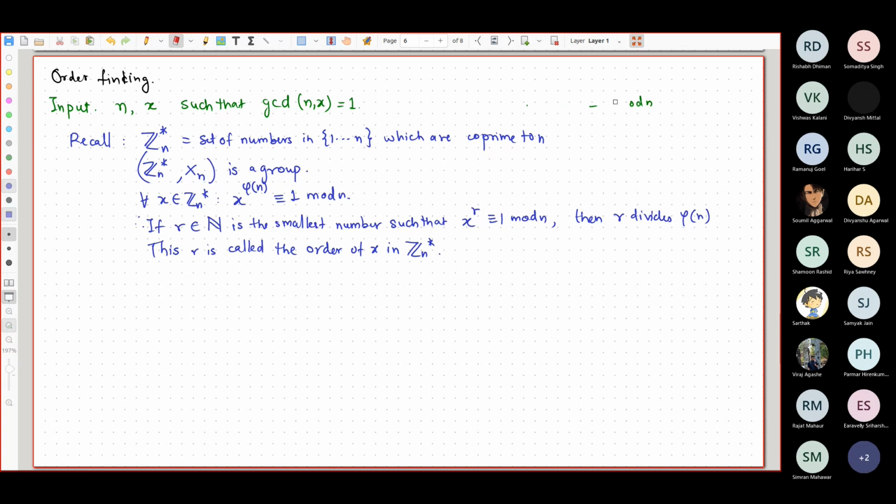So now the computational problem is the following: you are given n and x such that GCD of n and x is equal to 1, which means the order of x in Zn star is well defined, right? So we want as output r, the order of x in Zn star. Okay, so how would you do this, right? What is the obvious algorithm in this case?